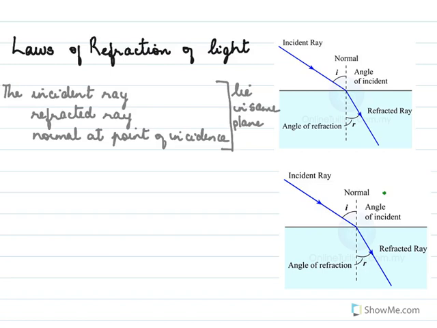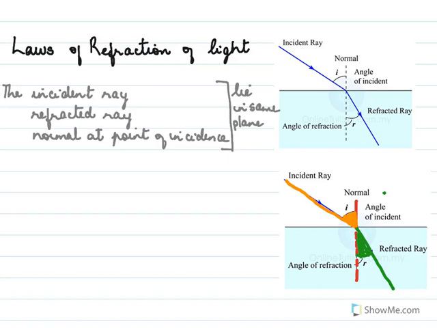Now, what is the angle of incidence? Angle of incidence is the angle between the incident ray and the normal. So this angle is the angle of incidence. And the angle between the refracted ray here and the normal is the angle of refraction.